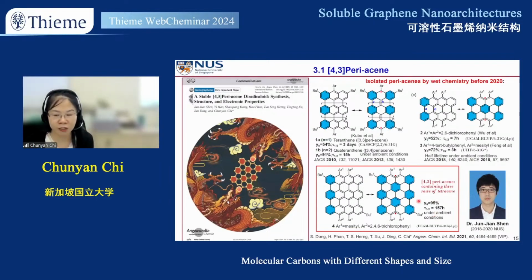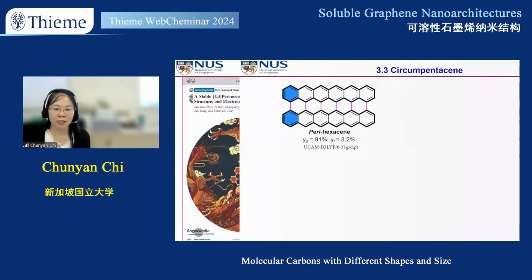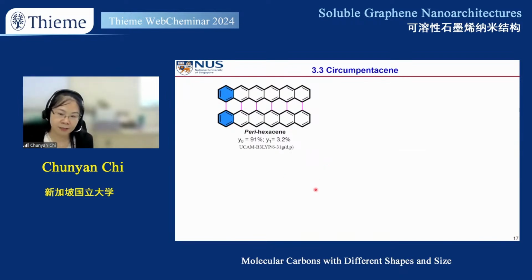The better stability of this molecule is due to the attachment of bulky groups at the zigzag edges. One group is a methyl group, the other is an aryl group, so they somehow have donor-acceptor interaction. That means they have a factor which can stabilize the radical species. Another example is this one, perihexacene. This molecule has diradical character around 91%. The successful synthesis has not been reported.